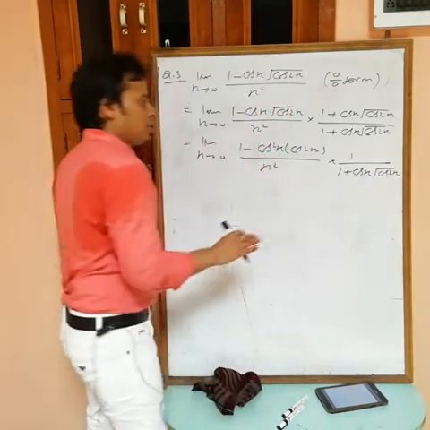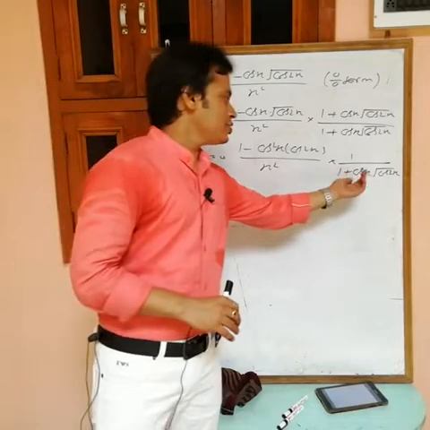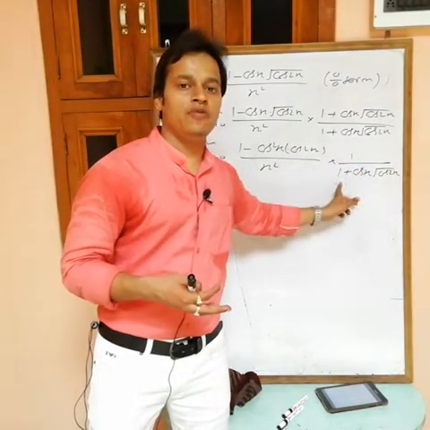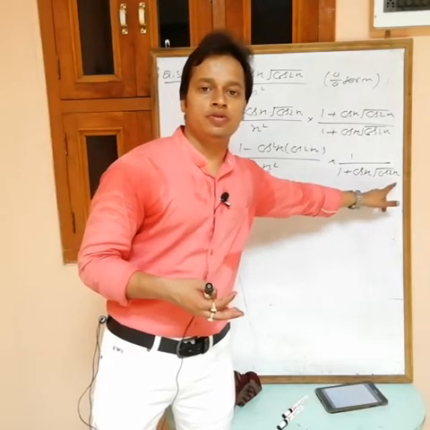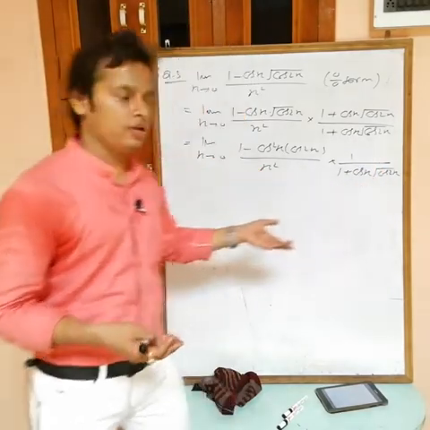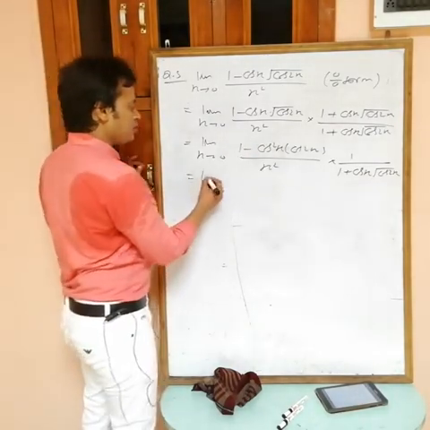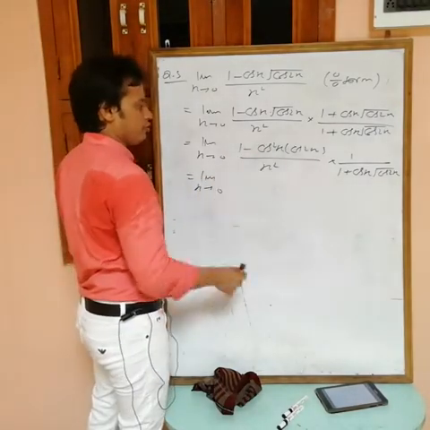Okay. Why am I not multiplying this one? Because there is no problem with this one. If you put x equals to 0, this is already a finite value. 1 by 1 plus cos 0, cos 0 is 1, so 1 by 2 we are getting, finite. So we have a problem with this one, not with that one. Limit x tending to 0.